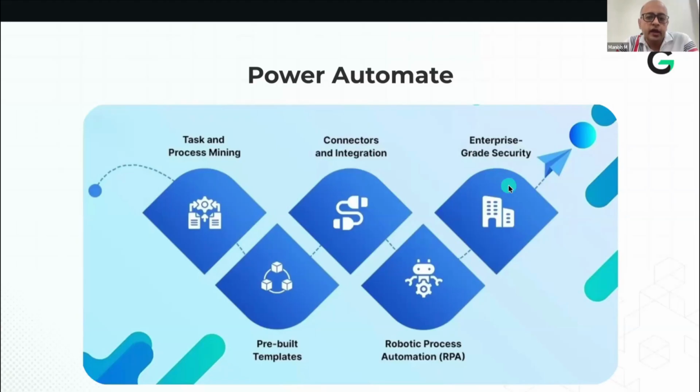Enterprise grade security. The security behind this is Microsoft Azure Active Directory security, so people cannot access any automation that is running behind it. It sits on Azure also. So from a security perspective, even your connectors are governed by data loss prevention policies. So from a security and data loss prevention purpose, your data is secure, your automations are secure.